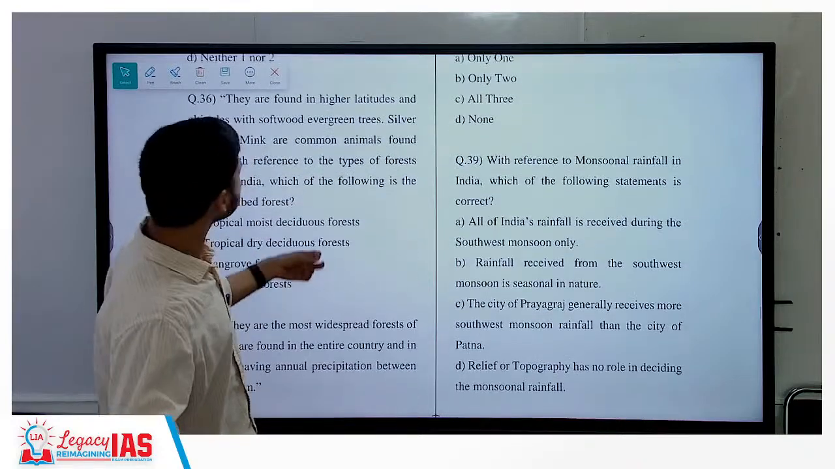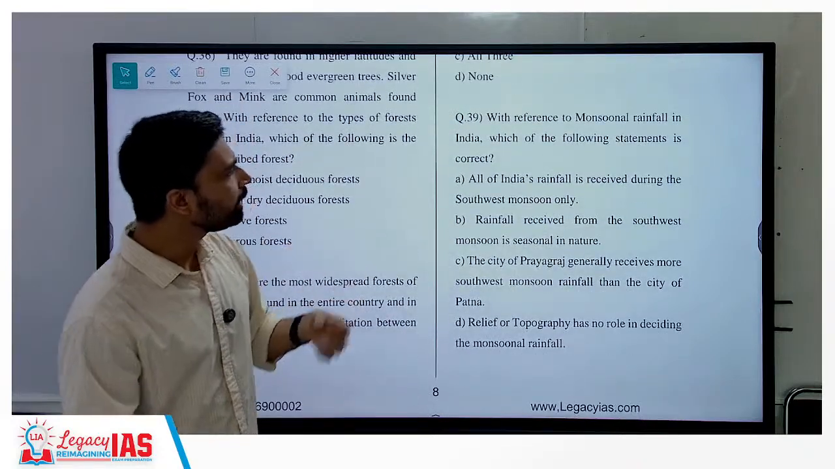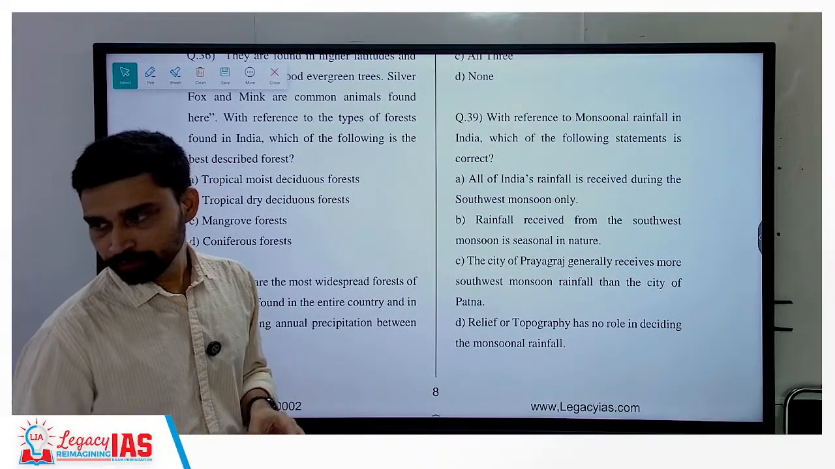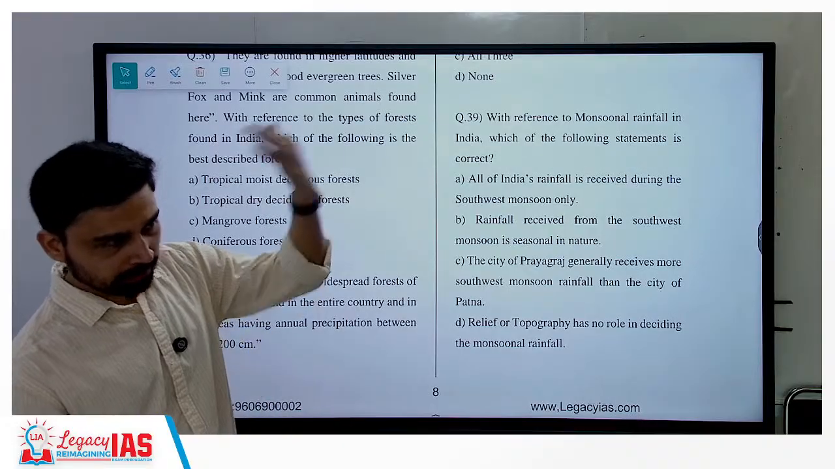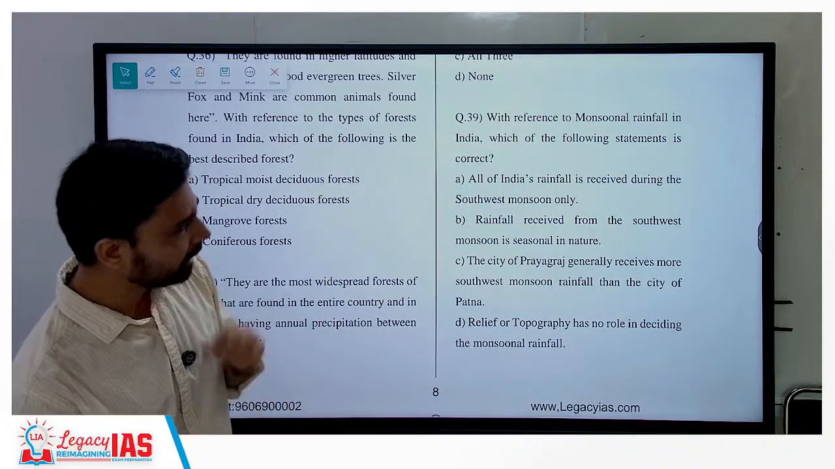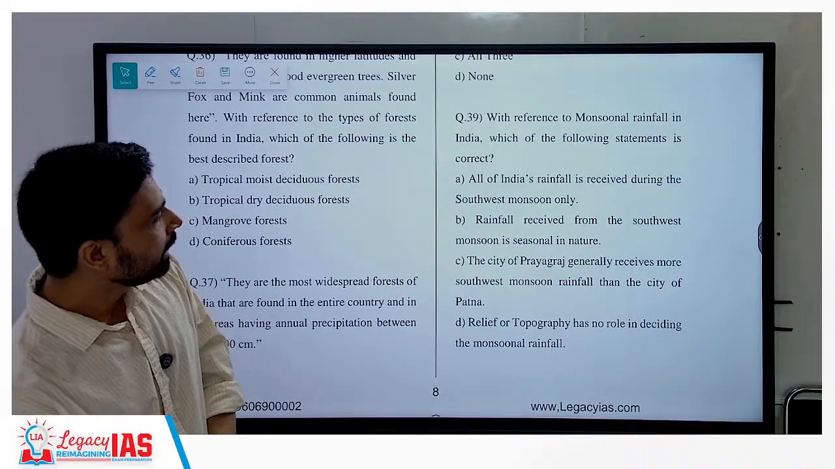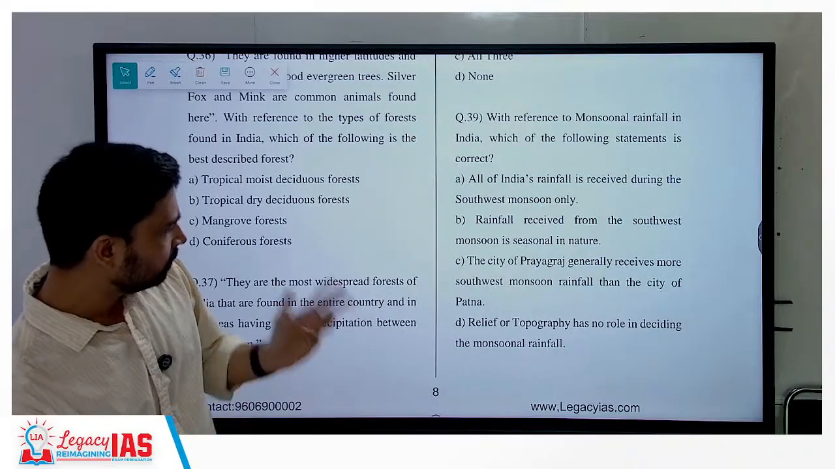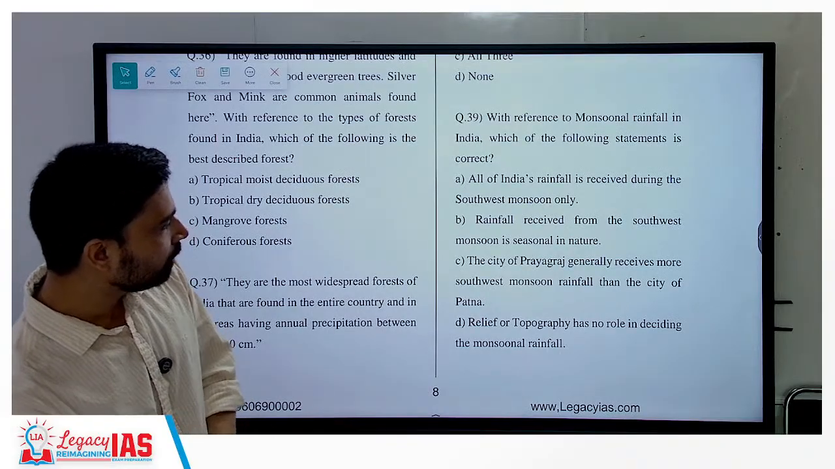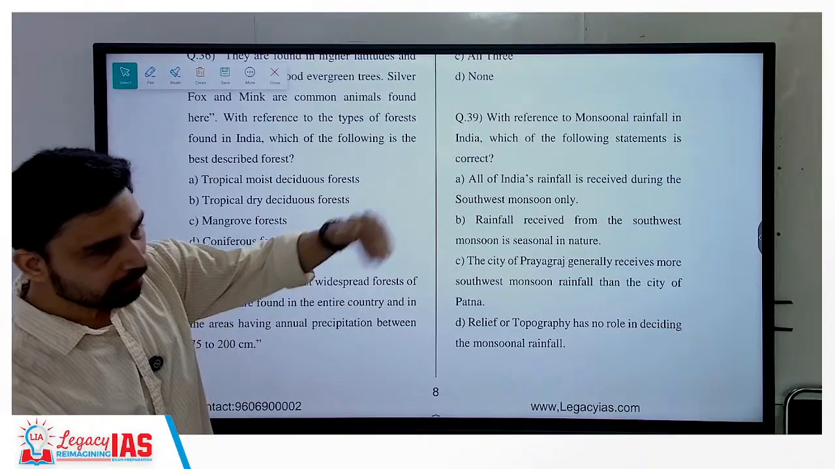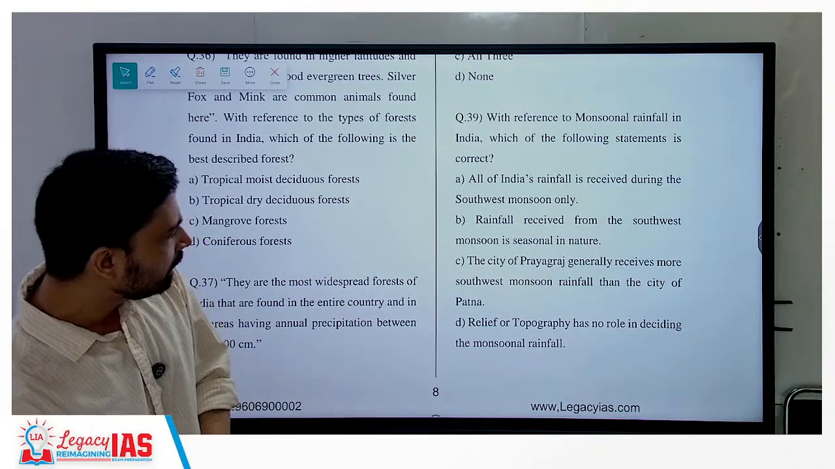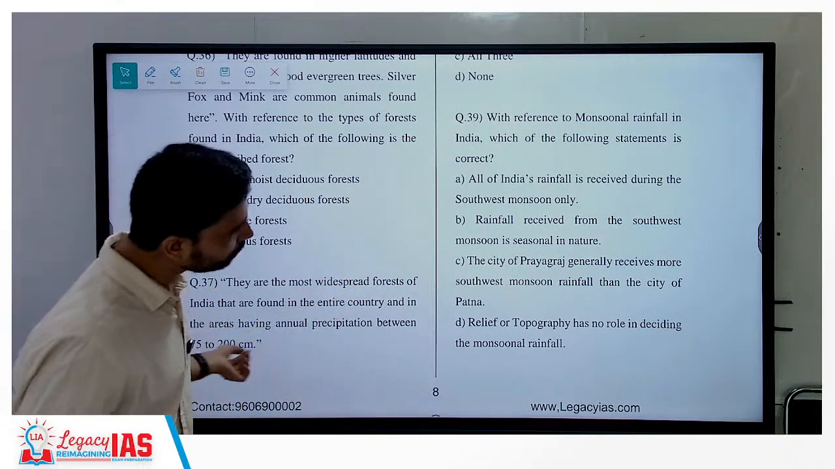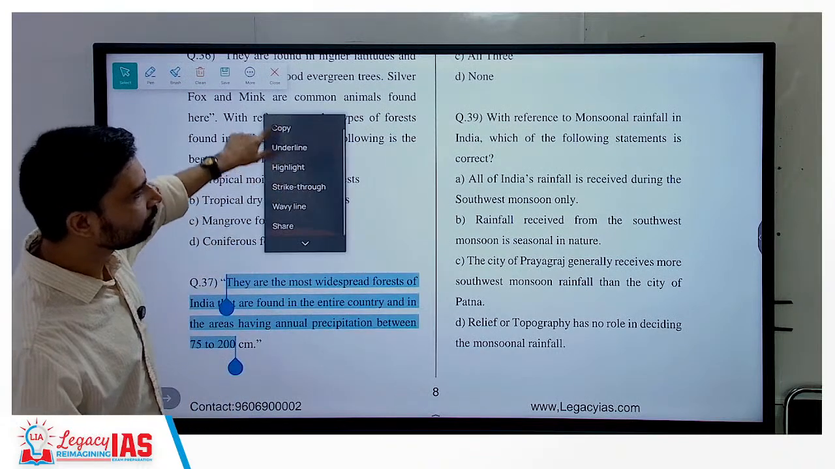That's the reason. With reference to monsoonal rainfall in India, which of the following statement is correct? All of India's rainfall is received during southwest monsoon only. No, northeast monsoon also, in two places: in the Himalayas and along the Tamil Nadu coast and Andhra coast. Rainfall received from southwest monsoon is seasonal in nature. Right. City of Prayagraj generally receive more rainfall than Patna. Yesterday we have discussed. As you go away from coast, rainfall keep on reducing. Relief or topography has no role in deciding the monsoonal rainfall. False. What is the correct option? B. Okay, so 39B.